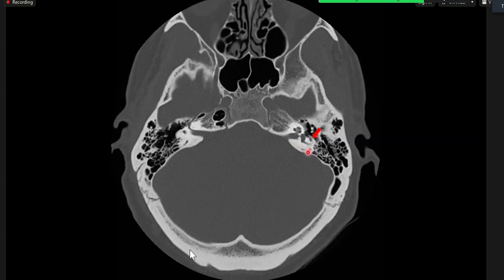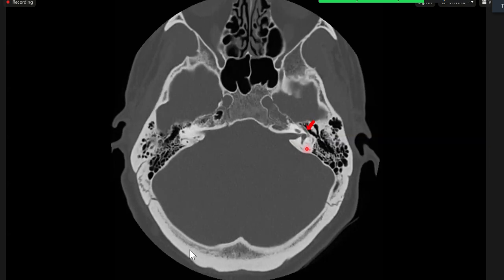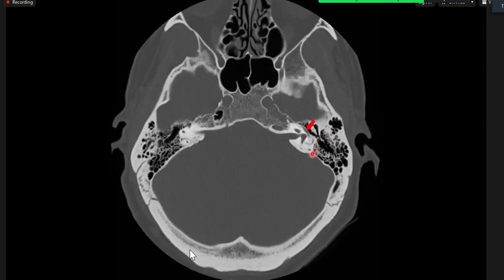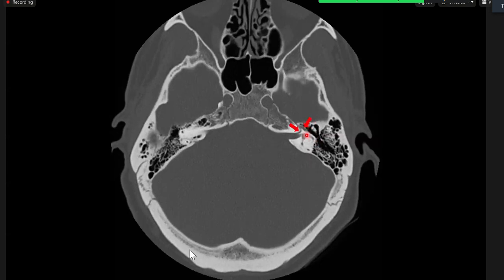Go superior to the cochlea. Just go superior. As I'm going superiorly, we can see this structure here. This is the labyrinthine portion of the facial nerve. It goes anteriorly to the geniculate ganglion, and here, this is the lateral semicircular canal. You can see it makes this circle.